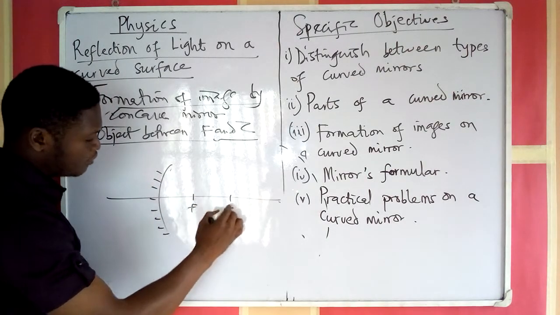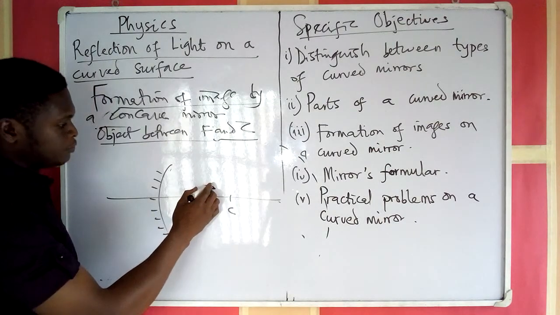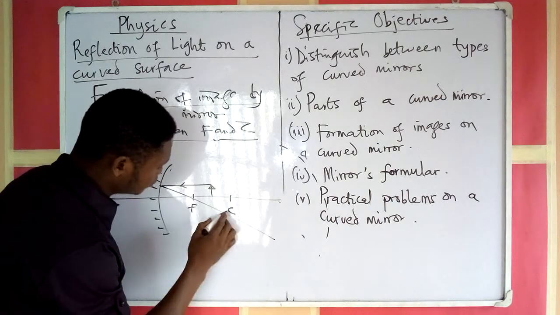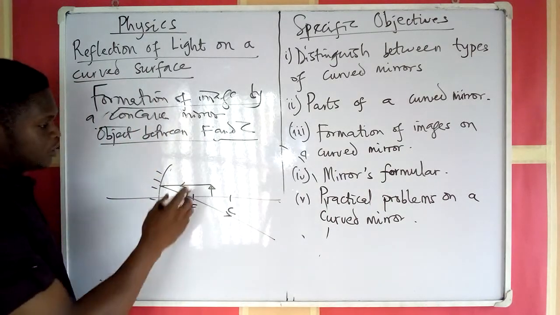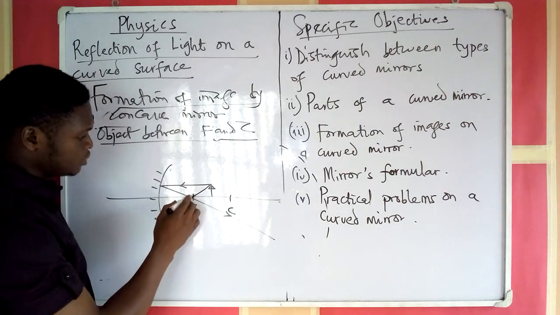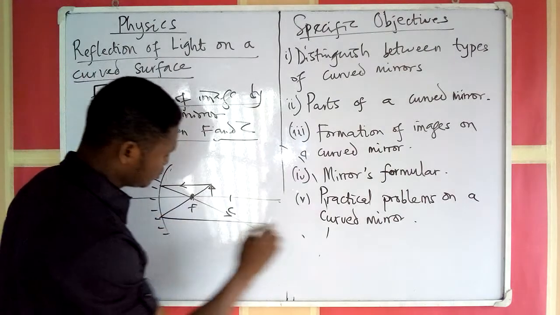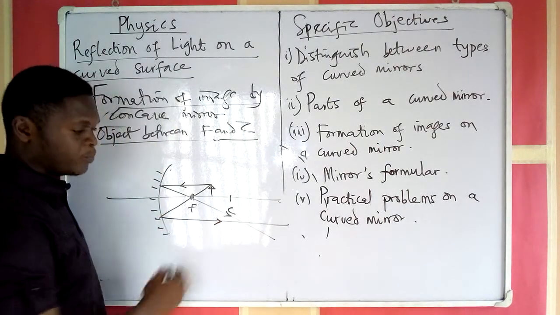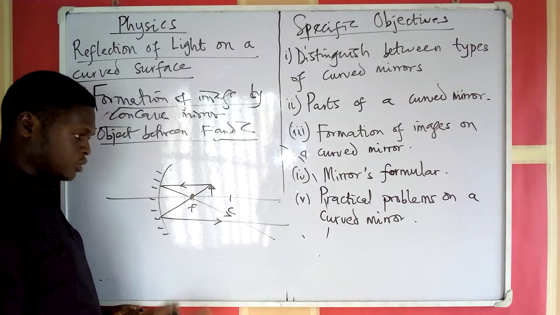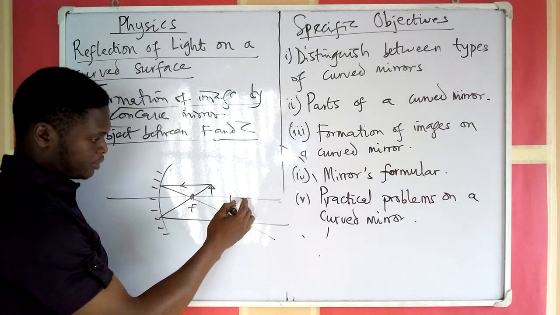We have our F, we have our C. So the object is located somewhere here. We have the first ray, which travels parallel and will now reflect through the principal focus. The next ray travels through the principal focus, and what happens next? It now passes parallel to the principal axis. Then if we want, we can draw the third one, but if we don't want, we know this, since we have an intersection of rays already.